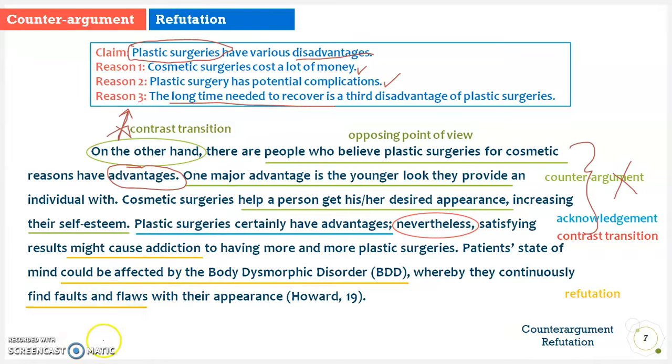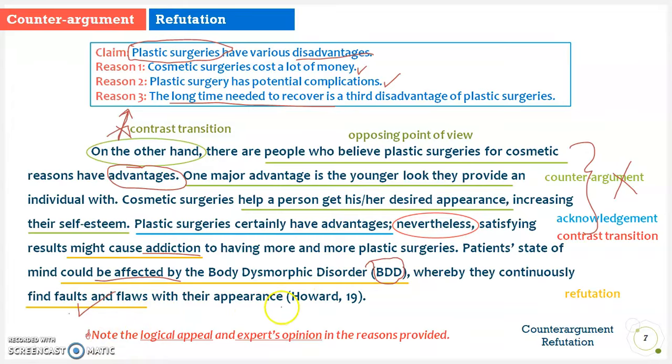Here I mentioned that although it might be satisfying, it actually causes addiction, and it might affect the patient with BDD, which is body dysmorphic disorder, which means continuously finding flaws and faults in one's appearance. Here, my refutation uses logical appeal and an expert's opinion in order to refute the counter-argument.